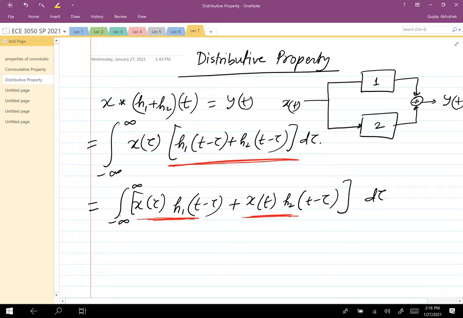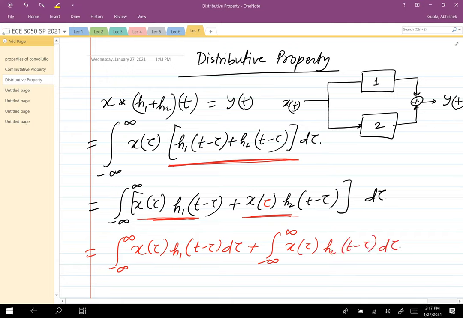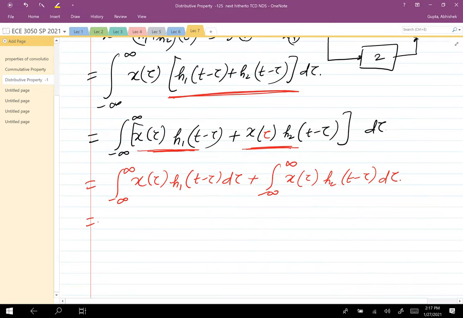Now, what do we know about the integral of a sum of functions? We can split that into two integrals, right? Negative infinity to infinity of x of tau h1, plus the second one. Right, that's right. Okay, now it's easy to recognize that this is x convolution h1 of t, and the other one is x convolution h2 of t.